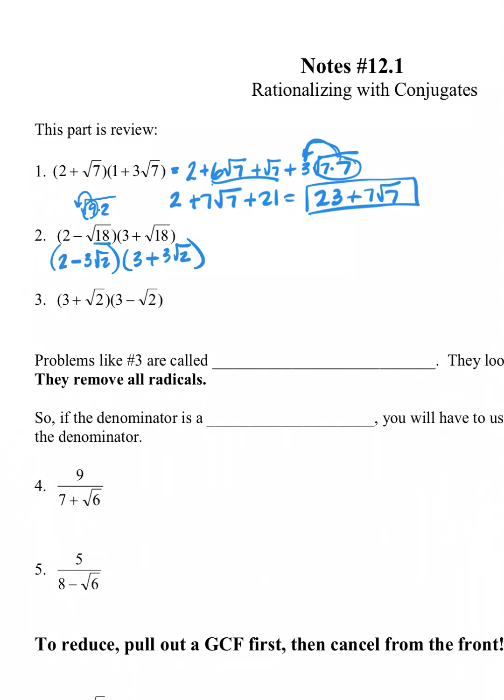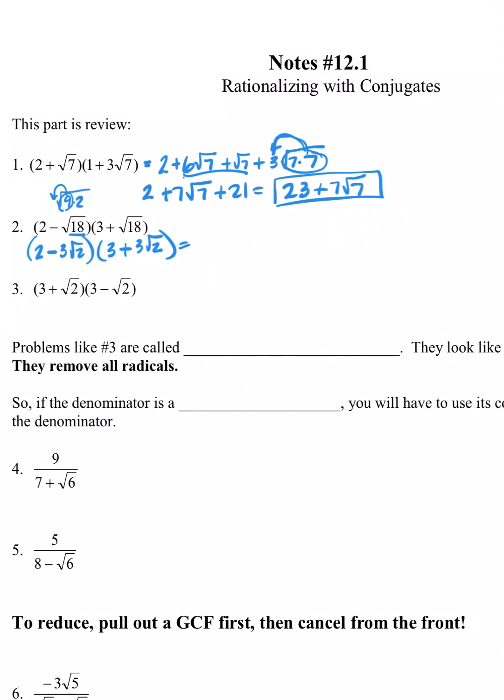So as I do this, I'm going to do FOIL again, right? So first terms will be 6. Outer terms will be 6 square roots of 2. Inner terms will be 9 square roots of 2. Last terms will be negative 9 square root of 2 times 2, so that 2 is going to pop out. So I'll have 6 minus 3 square roots of 2, and then this will be negative 18. So when I combine like terms, I'll have negative 12 minus 3 square roots of 2.